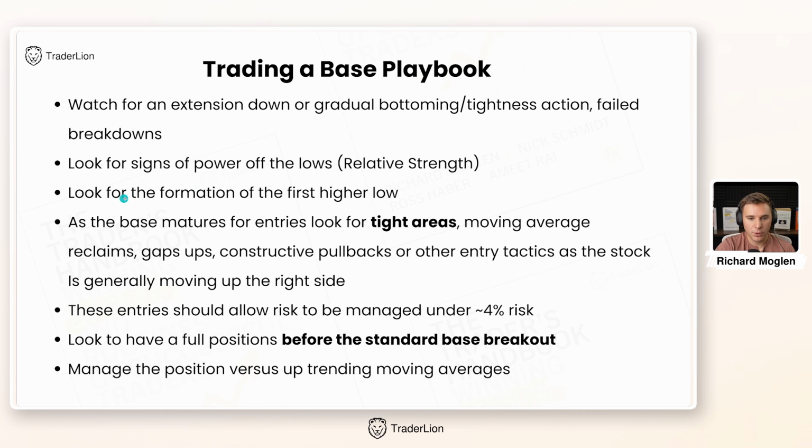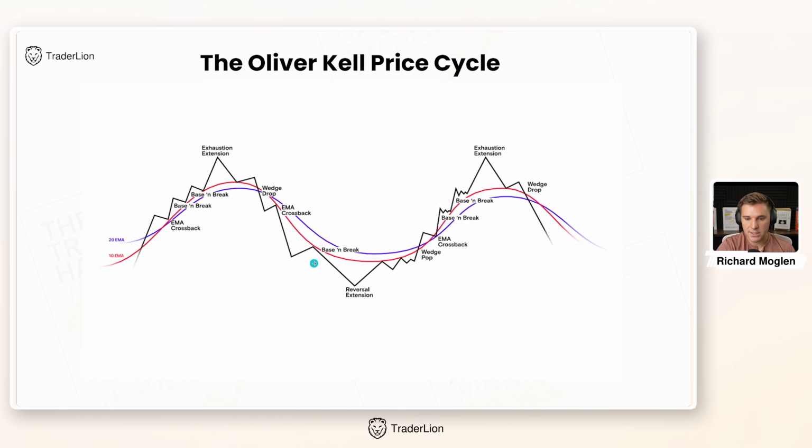Then what we're looking for is the formation of the first higher low. And then as the base matures for entries, look for tight areas, moving average reclaims, gap ups, constructive pullbacks, or other entry tactics as the stock is generally moving up the right-hand side. All of these things are happening up the right-hand side of the base.